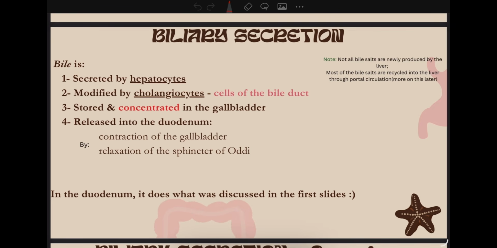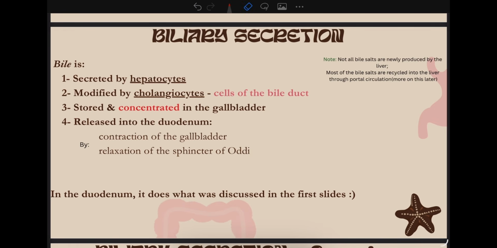I like to think of it like the pancreas, for example, or the salivary glands, where the saliva, for example, was secreted initially from an acini. Our acini here are the hepatocytes, just as a way to think of it. It's not very accurate, but yeah. And then it gets modified in the ducts, right? Same thing here. Cells of the bile ducts, which are cholangiocytes, modify it.